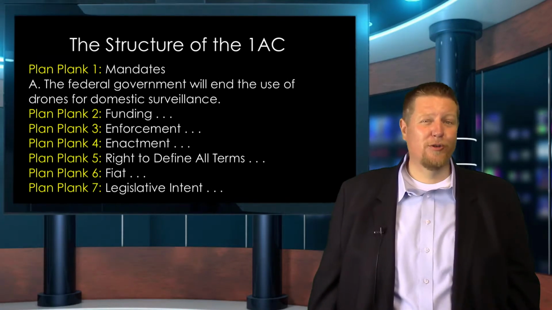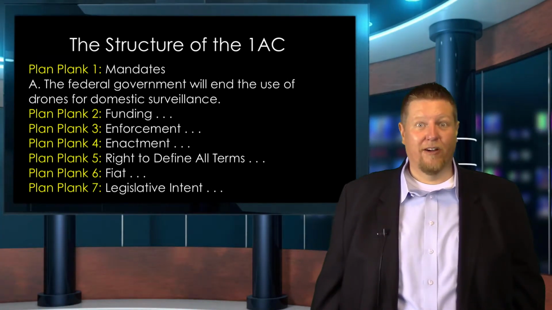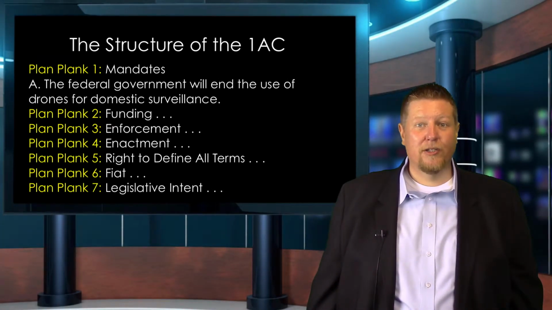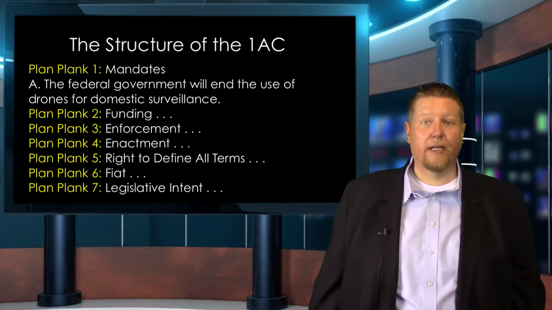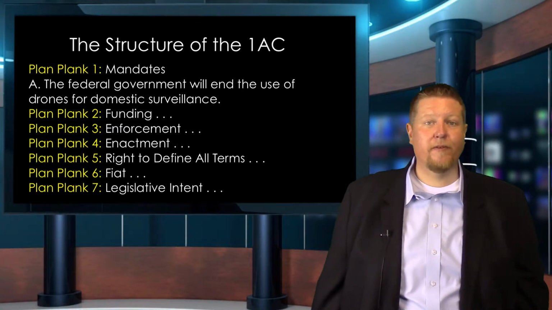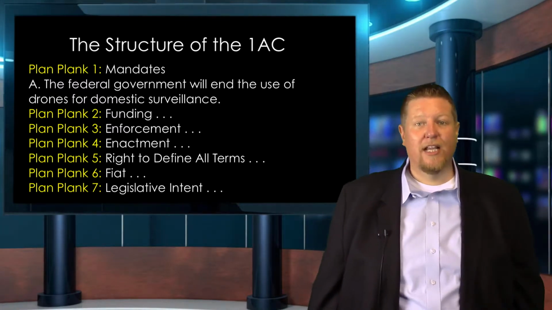So here's the old school structure of plan planks. You ready? Plan plank 1 is mandate. Plan plank 2 is funding. Plan plank 3 is enforcement. Plan plank 4 is enactment. Plan plank 5 is the right to define all terms. Plan plank 6 is the right to fiat. Plan plank 7 is the right to clarify legislative intent, and so on.